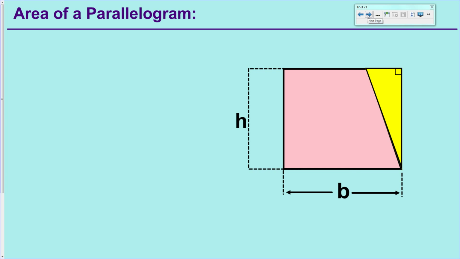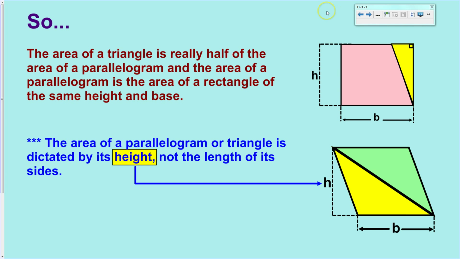So what does that mean? Well, it means that the area of a triangle is really half the area of a parallelogram, and the area of a parallelogram is the same as the area of a rectangle as long as that rectangle and the parallelogram have the same height. Okay?